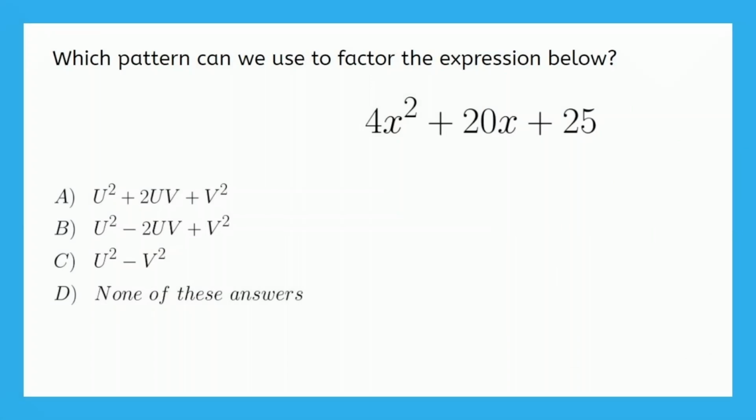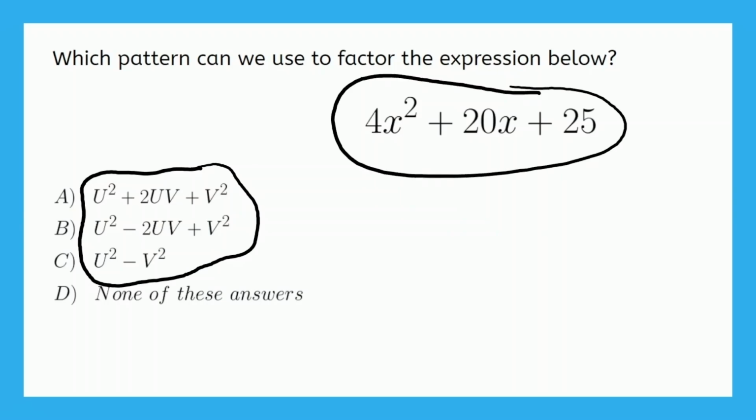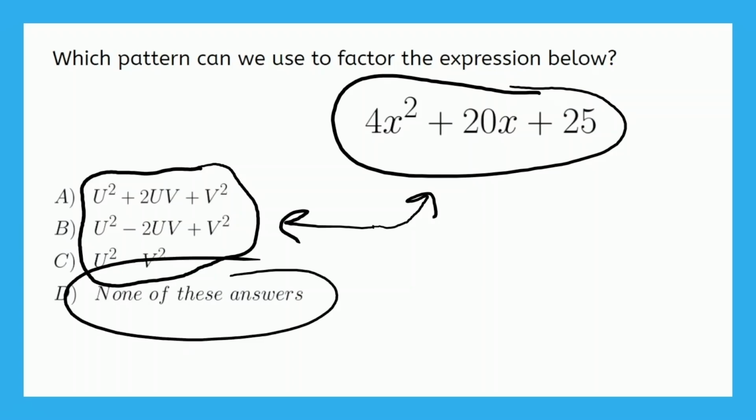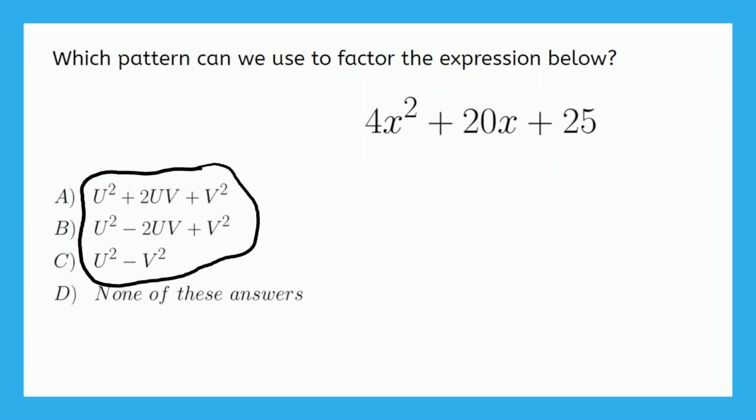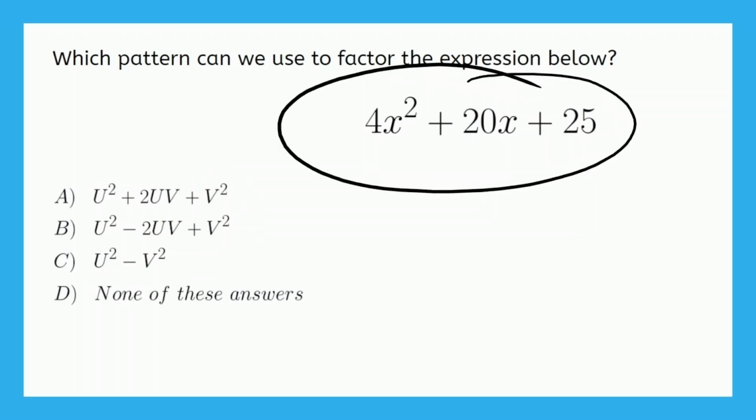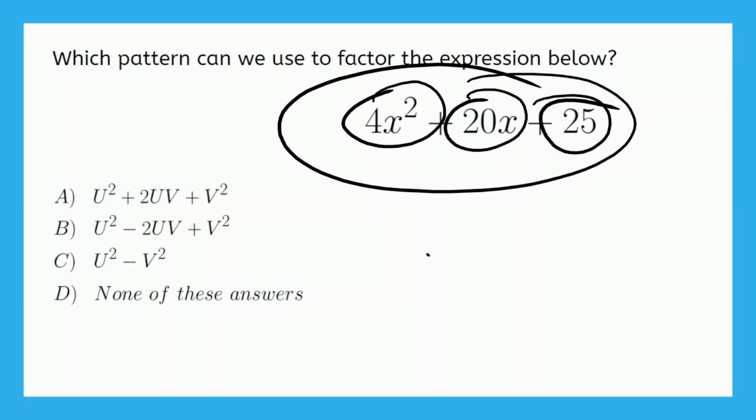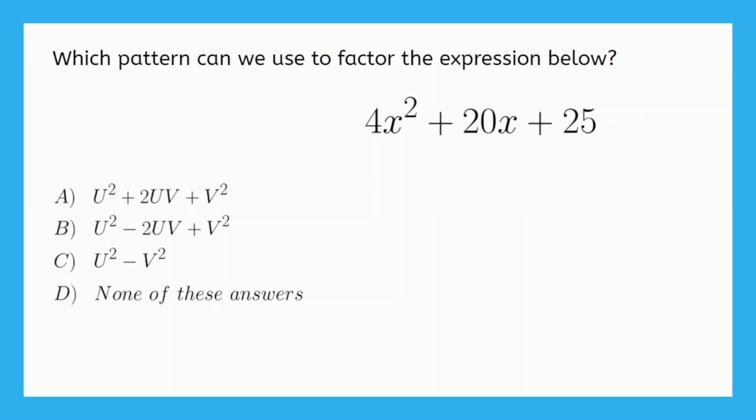So here we need to decide which of these patterns we can use to factor this expression. And one of these three patterns will not necessarily be the answer because it's possible that none of these patterns will directly correspond to this expression, in which case the answer could be none of these answers. So let's figure out, first of all, what would be a candidate answer for this expression. Well, looks like we have three terms, 1, 2, 3, and we have plus and plus. So which of the answers has three terms and plus and plus?